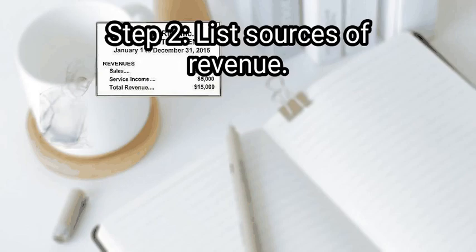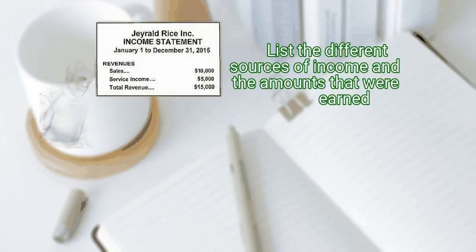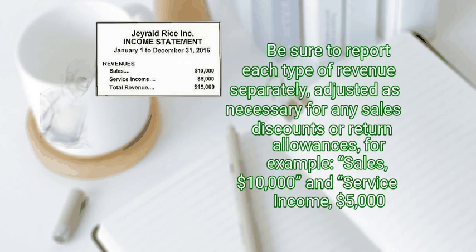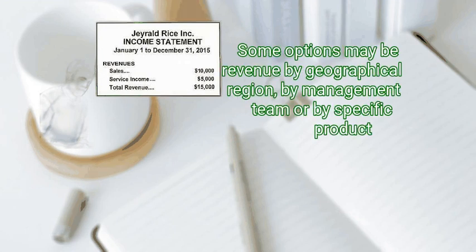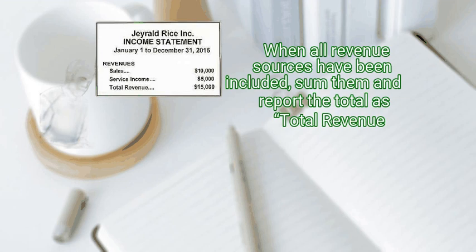Step 2. List sources of revenue. List the different sources of income and the amounts that were earned. Be sure to report each type of revenue separately, adjusted as necessary for any sales discounts or return allowances. For example, sales $10,000 and service income $5,000. Organize the sources of revenue in a way that is meaningful to the company. Some options may be revenue by geographical region, by management team, or by specific product. When all revenue sources have been included, sum them and report the total as total revenue.